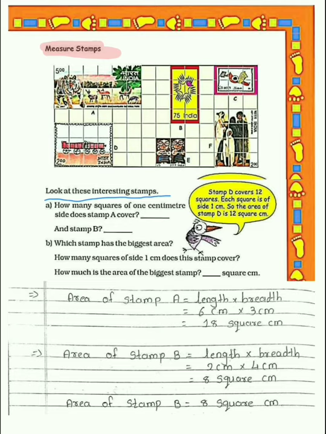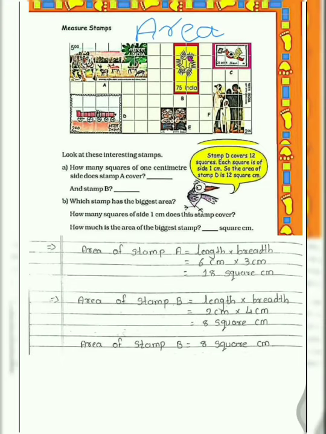Students, area means what? Area means space occupied by a shape. Clear? Now in the first question it is given how many squares of 1 centimeter side does stamp A cover. We will start counting it. Pay attention here. 1, 2, 3, 4, 5, 6. First row is completed, then 6, then 7, 8, 9, 10, 11, 12, 13, 14, 15, 16, 17 and 18.